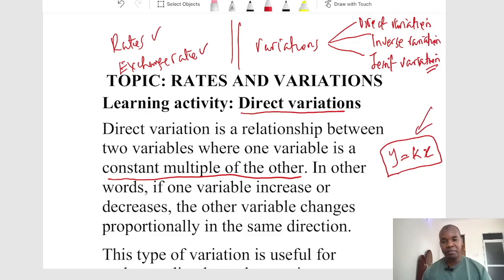So this mathematical expression directly reveals that these two quantities are directly related to each other. In other words, if one variable increases or decreases, the other variable changes proportionally in the same direction. Tukisema kwamba kama one variable ina increase, basi the other variable pia ita increase, na ikiwa variable nyingine ina decrease, basi the other variable pia inakuwa ina decrease.